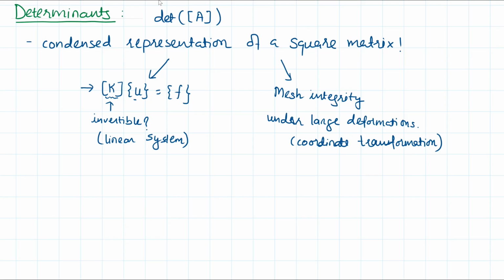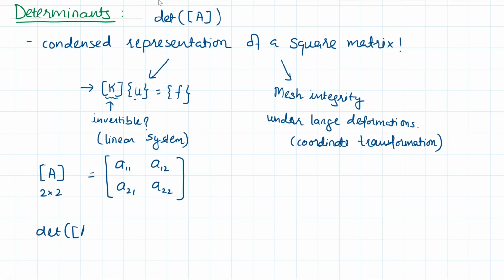So with that in mind, let's define what a determinant is for a 2 by 2 matrix. So let's have a matrix A, which is a 2 by 2, defined as A11, A12, A21, and A22. Then the determinant of a matrix A is simply the multiplication of the diagonal terms A11 times A22 minus the multiplication of the off diagonal terms, which are A12 times A21.